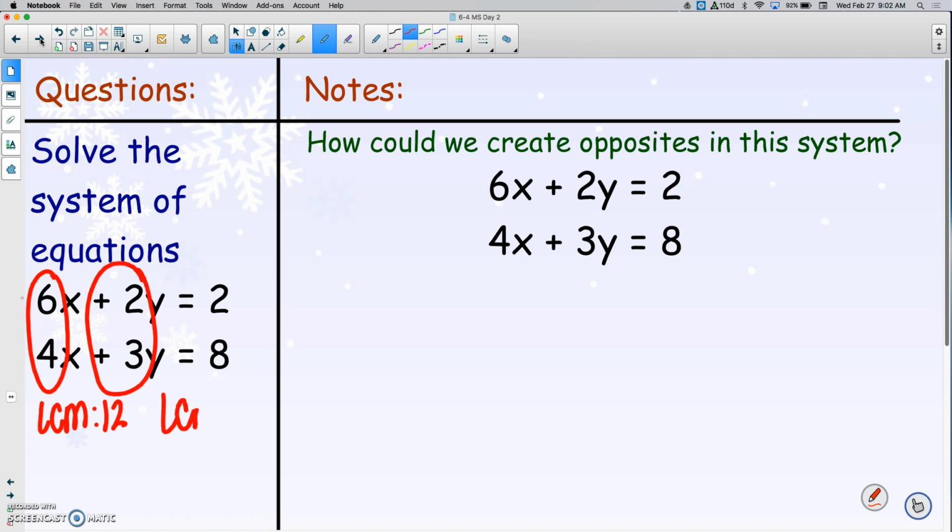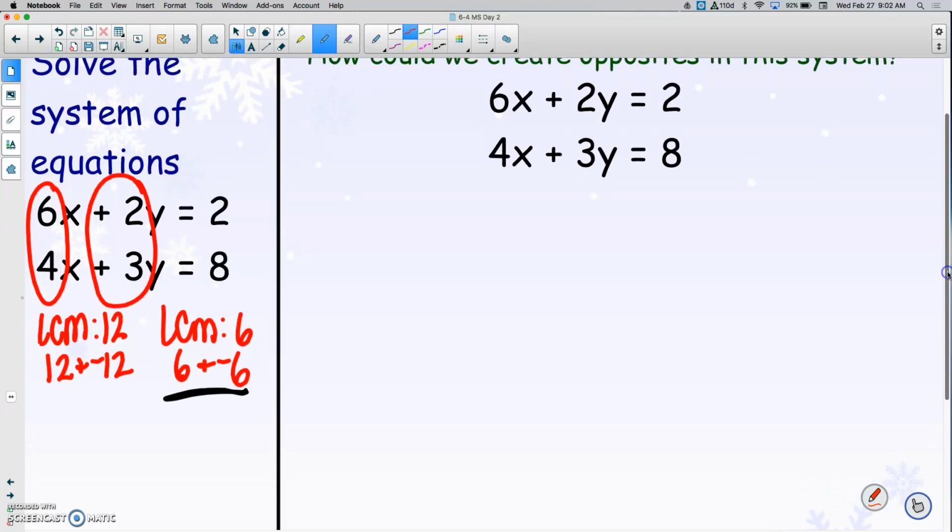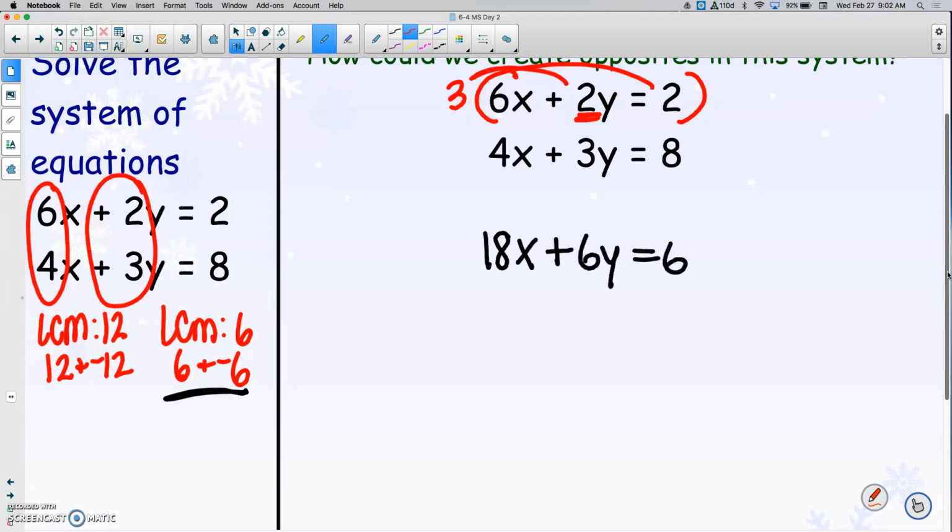And then the LCM of 2 and 3 is 6. So either 12 and negative 12 or 6 and negative 6. I'm going to pick the smaller numbers, so I'm going to go with the 6's on this one. My first one has the 2, so I need to multiply by 3 to make it 6. So I would get 18x plus 6y equals 6.